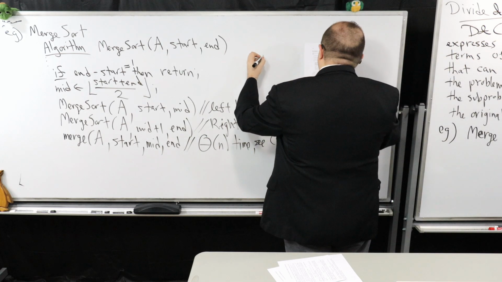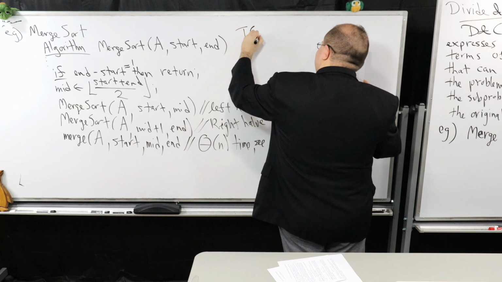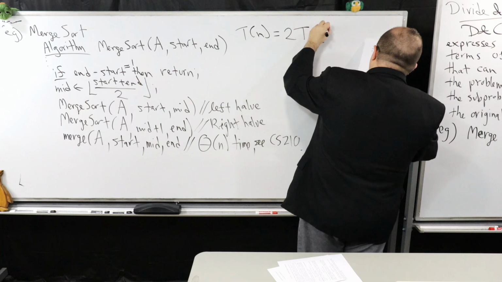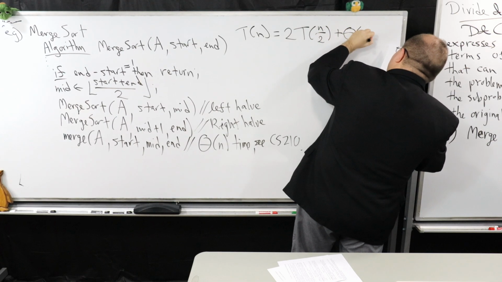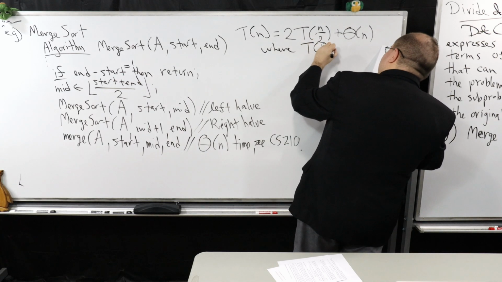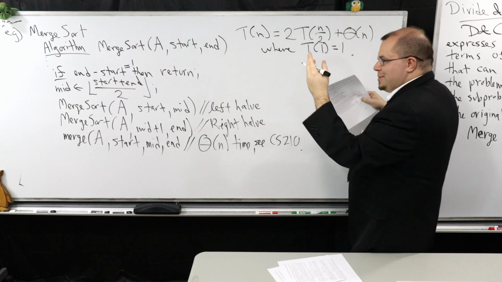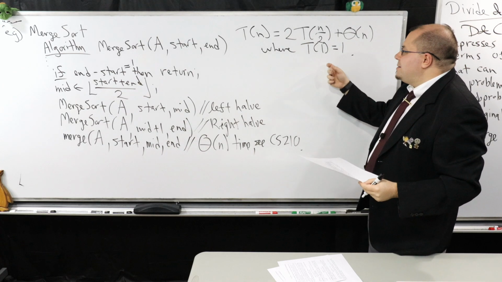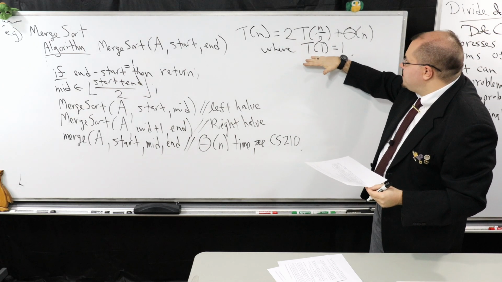So you can formulate this as a recurrence relation that looks like this: T of n equals 2 T of n over 2 plus big theta of n, where T of 1 is equal to 1. Because when I have the base case, I just check that condition and I'm done, right? That's why we have it equal to 1 there.